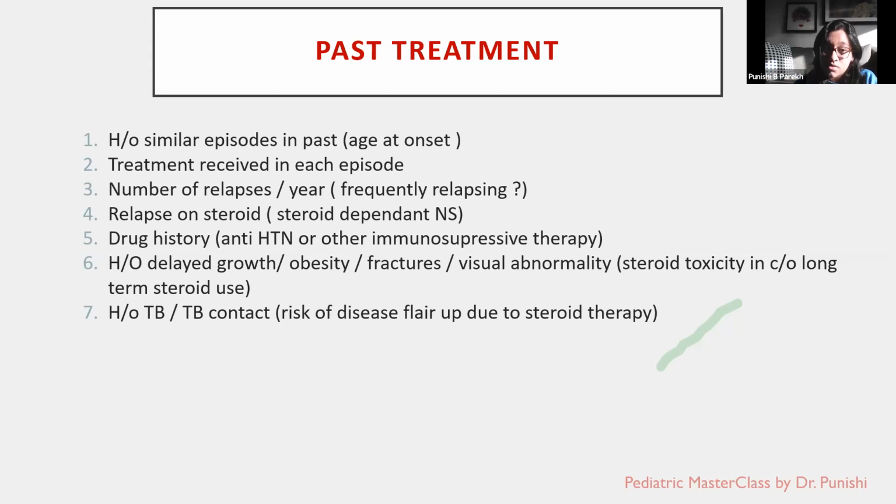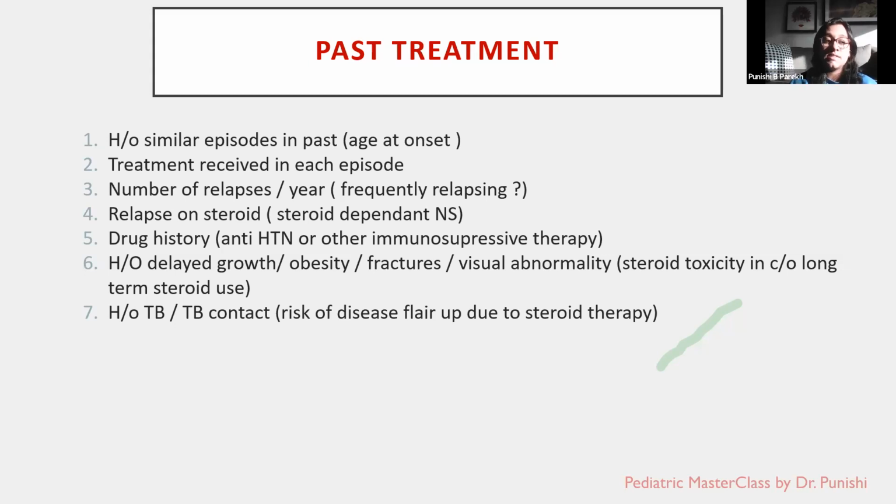So you'll ask for number of relapses in a year, whether he's relapsed on steroid, that's a steroid dependent nephrotic syndrome, what other drug history or what other medications he has received, so whether he's had hypertension, whether he is on antihypertensives, whether he's receiving other steroid sparing agents or other immunosuppressive drugs like cyclophosphamide, cyclosporin, tacrolimus, rituximab, etc. Whether there's history of, like I said, steroid toxicity because of long-term steroid use, so you have delayed growth, obesity, fracture, visual abnormalities.